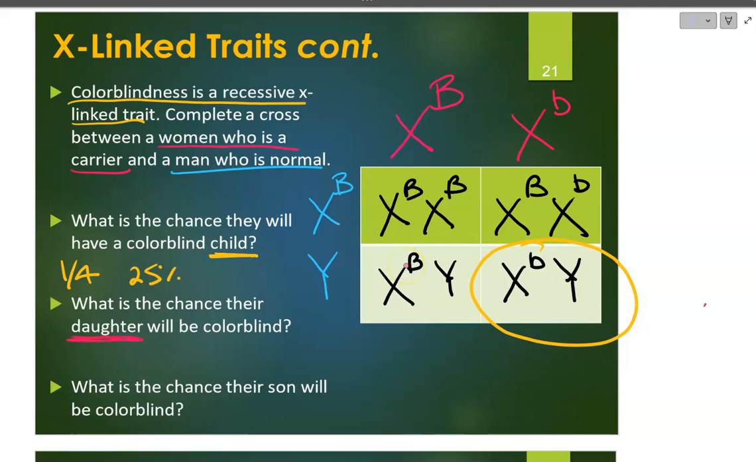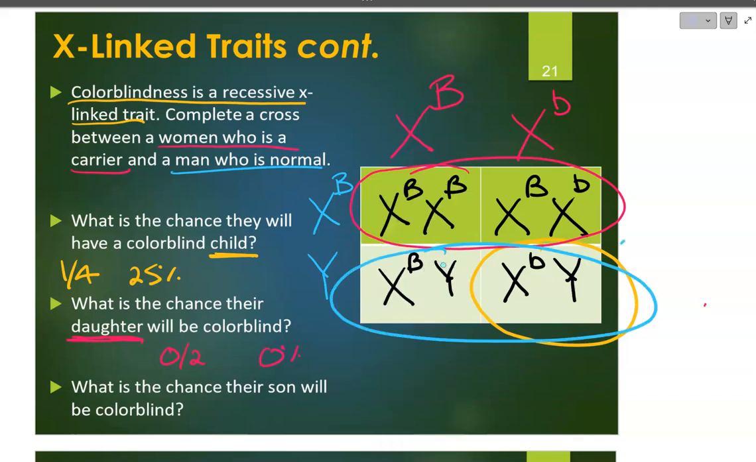Versus if we're just talking about the daughters, there are 2 daughters here and neither of them are colorblind because they would have to have both lowercase b's in order to be colorblind. So that'd be a 0 out of 2 or a 0% chance. And then if we're looking at the 2 boys, one of them has a chance to be colorblind because he has that lowercase b. So that would be a 1 out of 2 chance or a 50% chance of having a son who is colorblind.